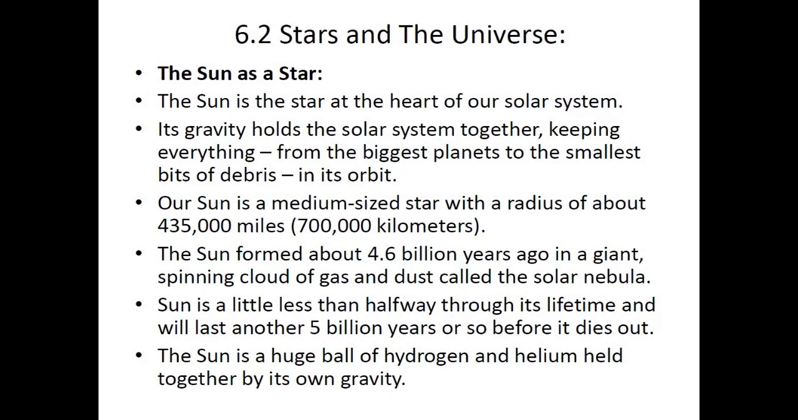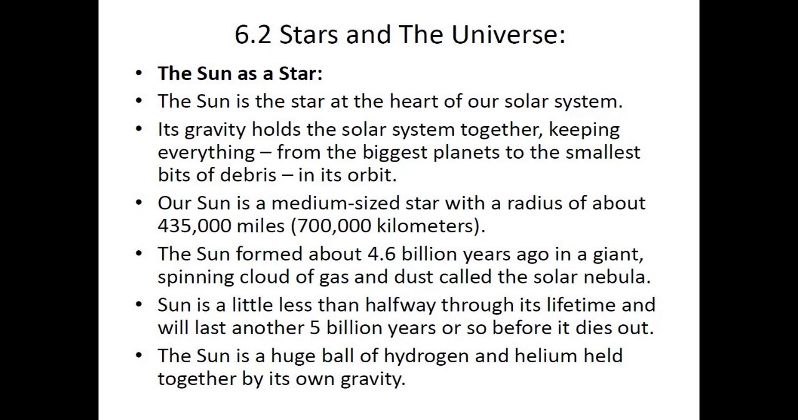According to the size comparison between different stars available in our universe, the sun is only a medium-sized star, and yet it has a radius of about 700,000 kilometers. There are stars which are many times larger than our sun in the universe, so our sun is considered a medium-sized yellow star. The sun formed about 4.6 billion years ago in a giant spinning cloud of gas and dust that is called a solar nebula.